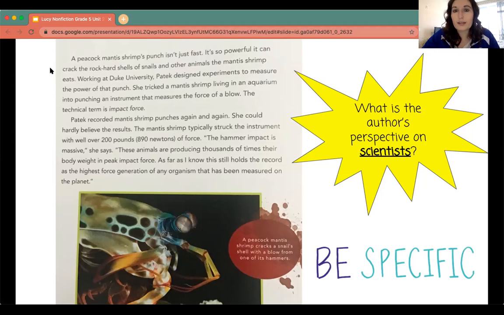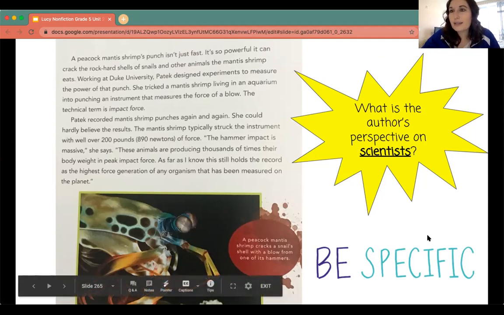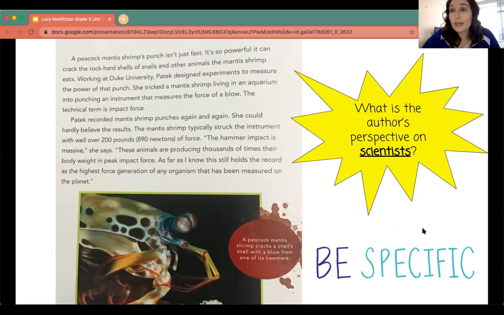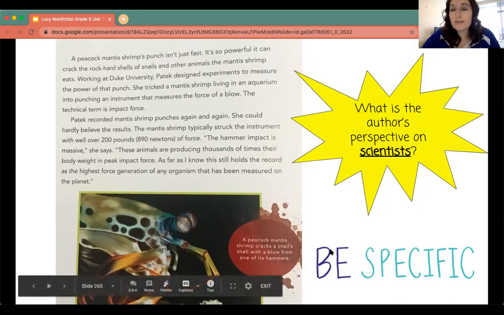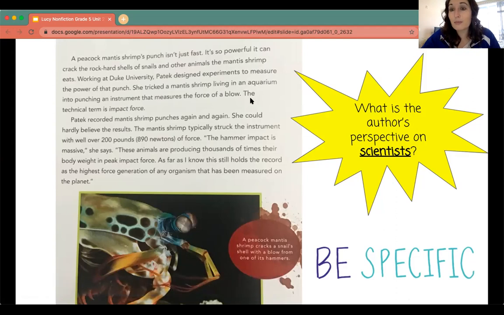Quite interesting. So now to you. What is the author's perspective on scientists? The author did not come out and say her opinion, but we can make inferences from what the author said. So at this time, we're going to pause, and I would like you to come up with your opinion and remember to be specific. Give details from the text that support your answer to this question. Pause the video.